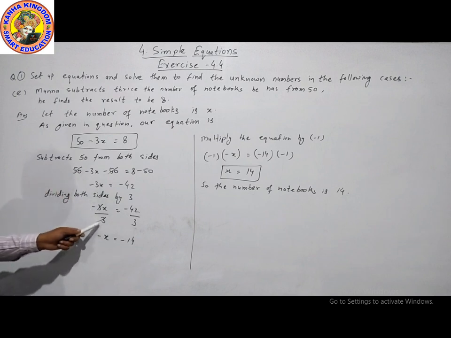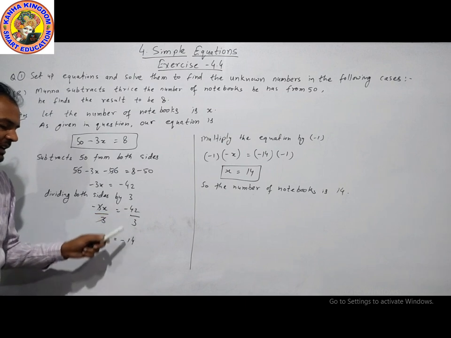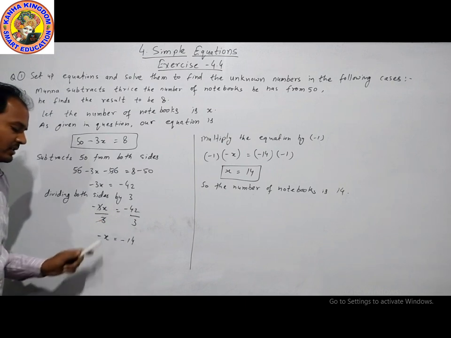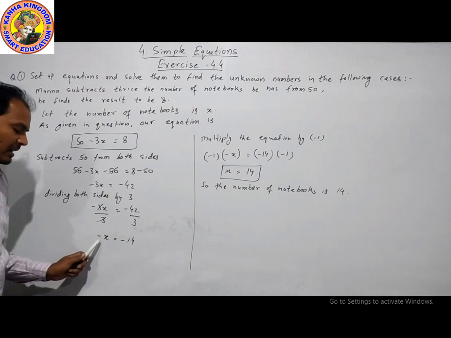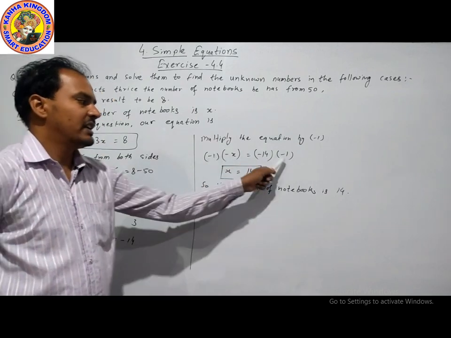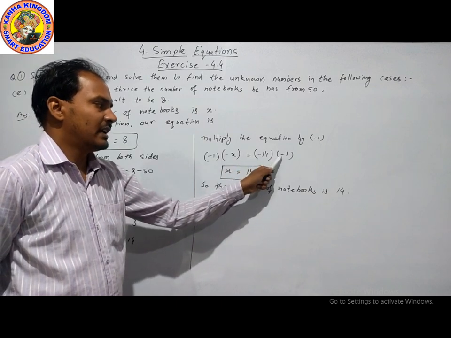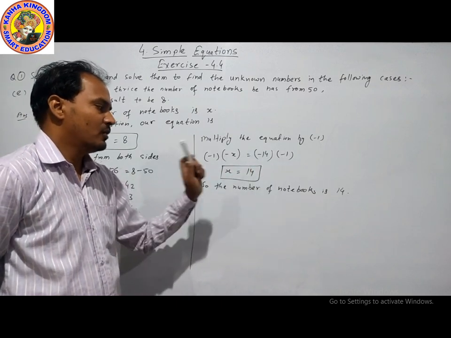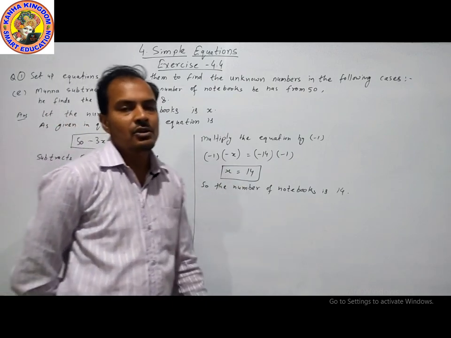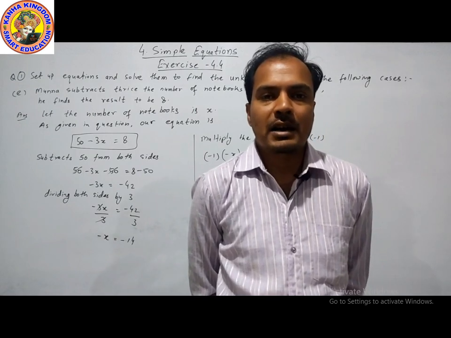Now dividing by 3 on both sides. Here 3 and 3 cancel. When we divide by 3, we get 14. Here is minus, here is minus. On both sides there are minus signs. How to remove the minus sign? We will multiply the equation by minus 1. Minus 1 and minus 1. Minus into minus plus, then x. Minus into minus plus, 14 into 1, 14. Answer is x is equal to 14. So the number of notebooks is 14. You can take a screenshot of this. We will move to our next part.